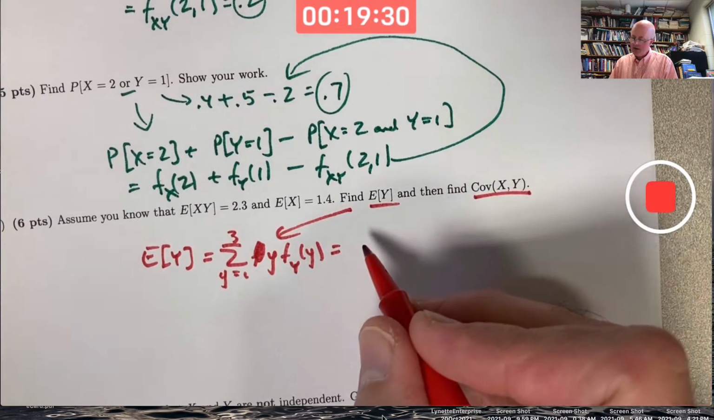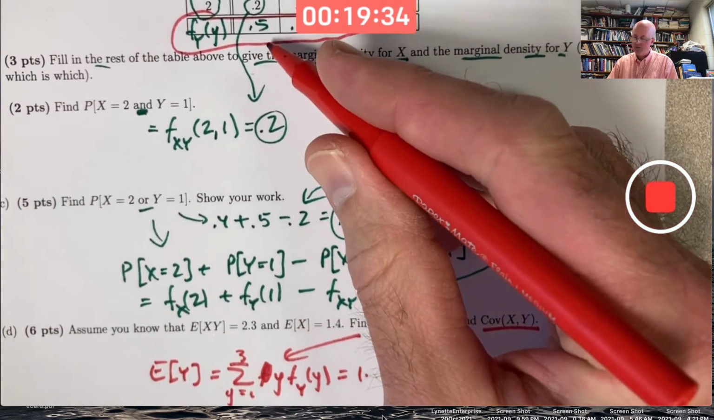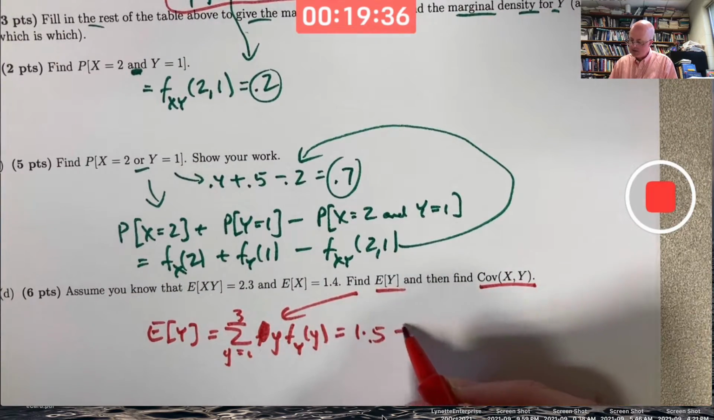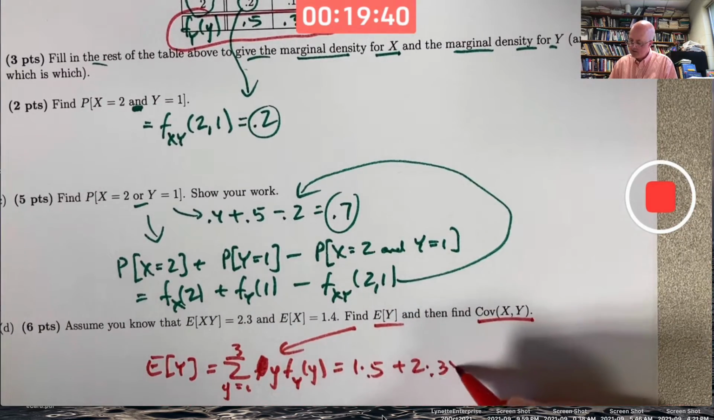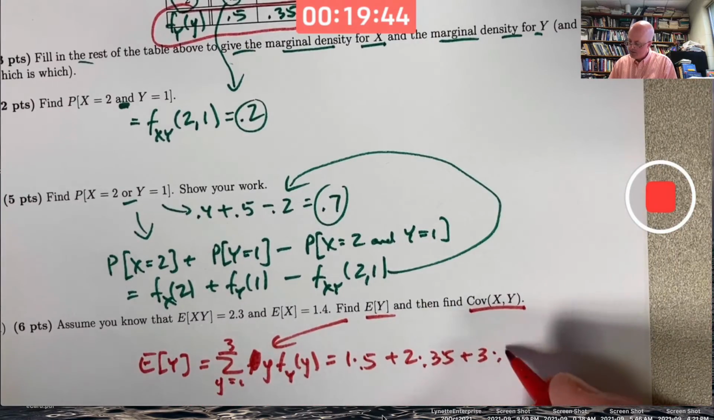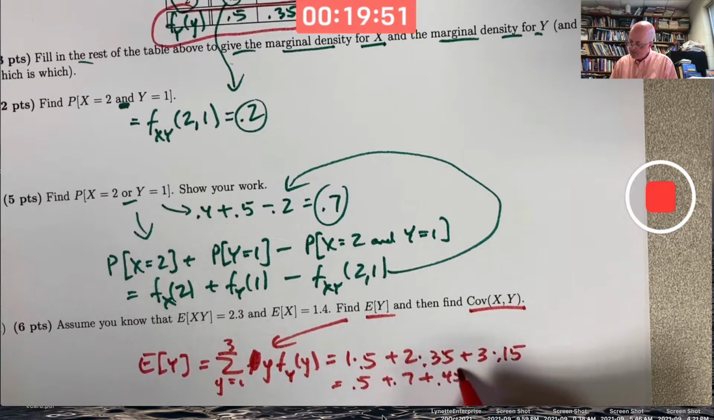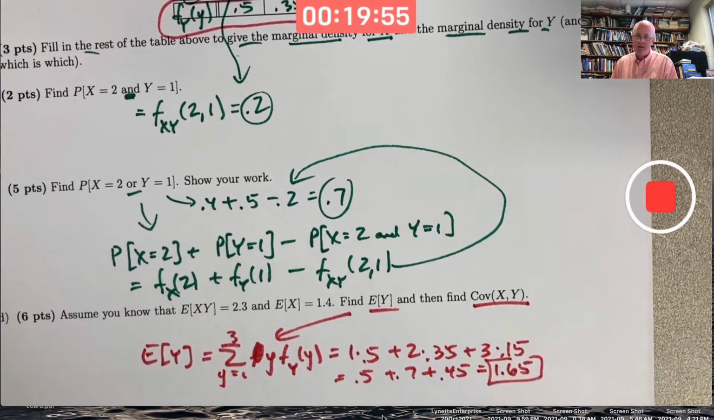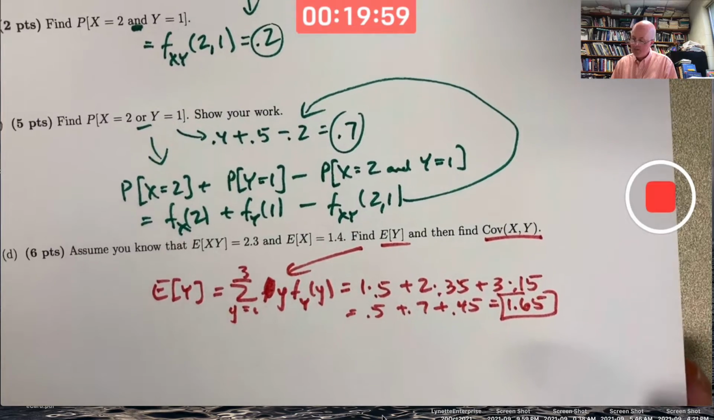Anyway, coming back down here, this is going to be 1 times Fy of 1, which is 0.5, plus 2 times Fy of 2, which is 0.35, plus 3 times Fy of 3, which is 0.15. So that's 0.5 plus 0.7 plus 0.45, and that will be 1.65. There is the expected value of y. It had to be between 1 and 3.